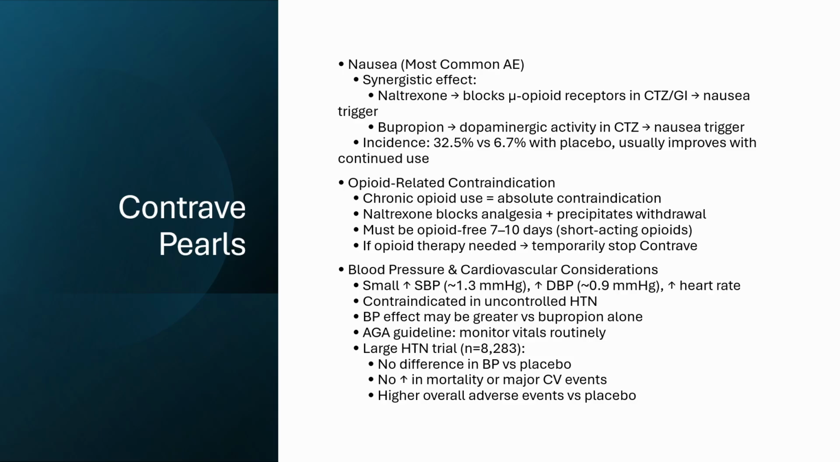vital signs monitored. Unlike orlistat and fusemia, which reduce blood pressure in hypertension patients after 6 to 13 months of treatment, Contrave showed no difference in systolic or diastolic blood pressure changes compared to placebo in a large trial of over 8,000 participants with hypertension. The same trial found no difference in all-cause mortality, cardiovascular mortality, major cardiovascular events, or serious adverse events between Contrave and placebo after 2 years, but the incidence of overall adverse events was significantly higher with Contrave.